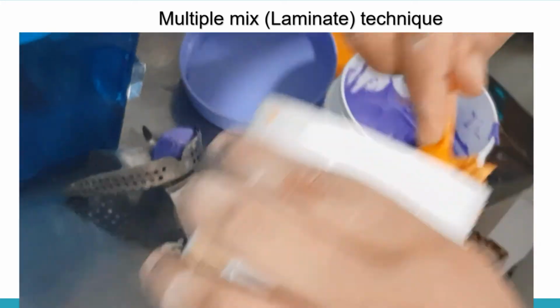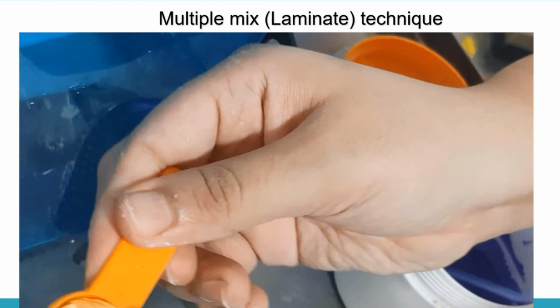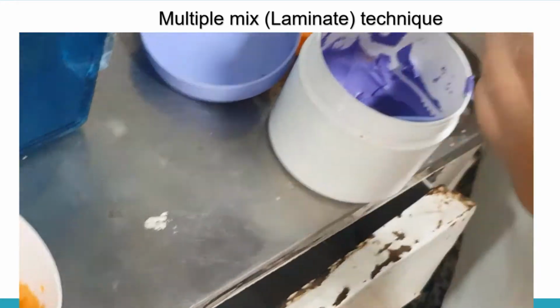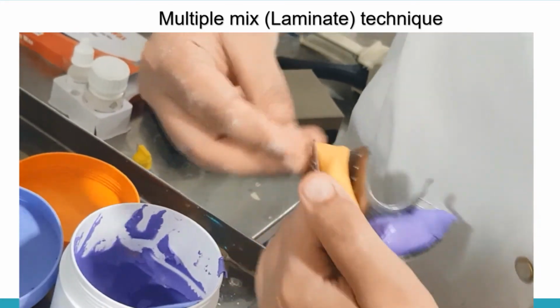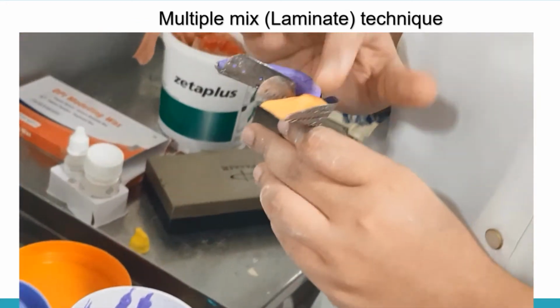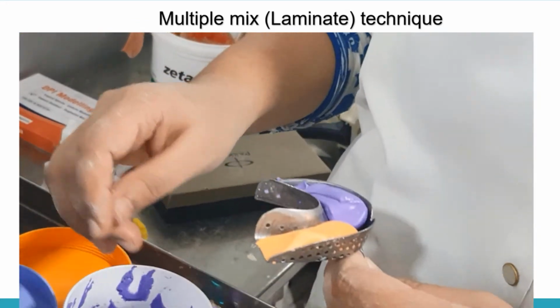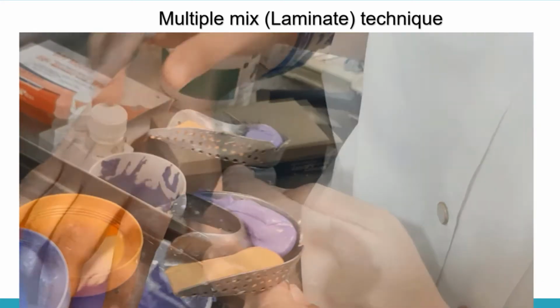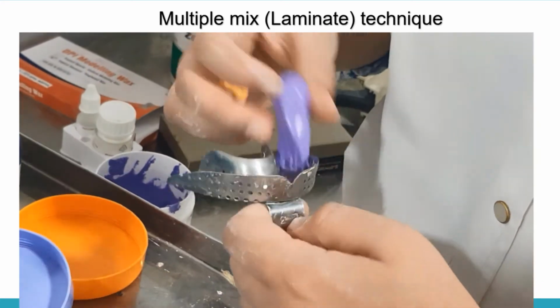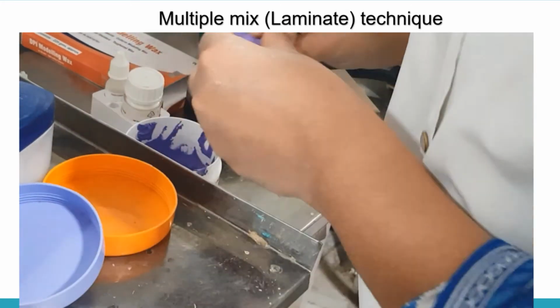Now this multiple mix or laminate technique is a one stage impression, meaning we take the putty impression and the wash impression recorded simultaneously. So let us see how we do that. Here we can see we are taking out the putty material, the orange one and the purple one. We are putting them half on one side and half on the other to check if we have equal quantities and the material will be sufficient for the impression. So you always check it on the tray, and then you give it to the assistant.